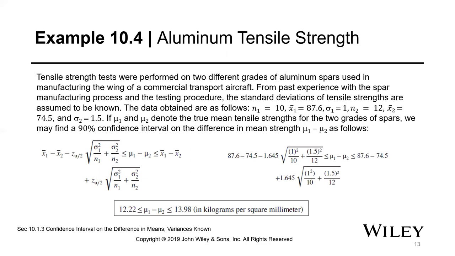So if mu1 and mu2 are the true mean tensile strengths for the two grades of spars, we may find a 90% confidence interval of the difference in mean strength. So they want 90% because they do. Sometimes, by the way, your alpha value depends on your boss saying, I'm okay with 90%.